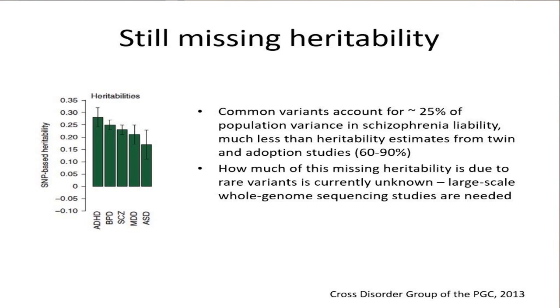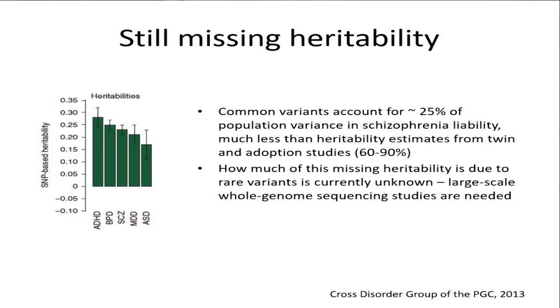heritability explained by these SNPs, plotted for different disorders. You can see they are in this range of perhaps 0.2 or so to nearly 0.3. But these heritabilities are still much smaller than the heritability estimated from twin and adoption studies for these disorders, which are typically like 60 to 90%. So there's still a big gap.